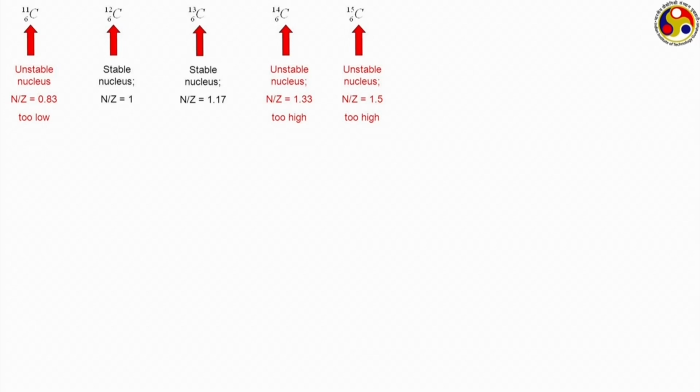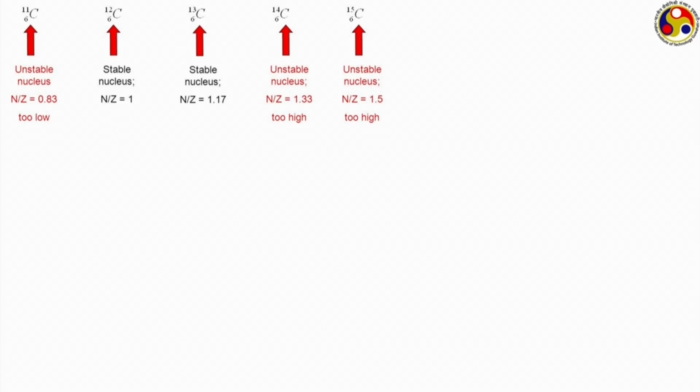Here we are trying to compare 5 different isotopes of carbon. Being carbon, all of them have 6 protons in their nucleus, but the number of neutrons varies. The first one is C11, where we have only 5 neutrons, and the last one is C15, where we have as many as 9 neutrons.